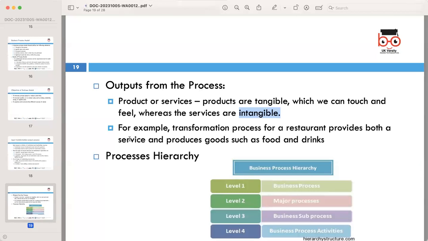So, for example, the transformation process for a restaurant provides both services and products. Here we are talking about the transformation process of a restaurant, which provides services and produces goods such as food and drinks.